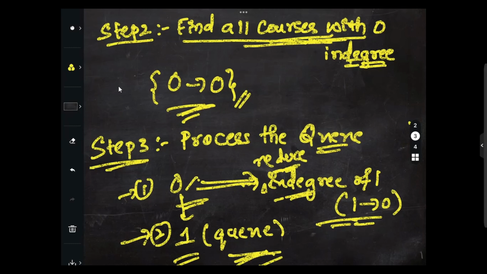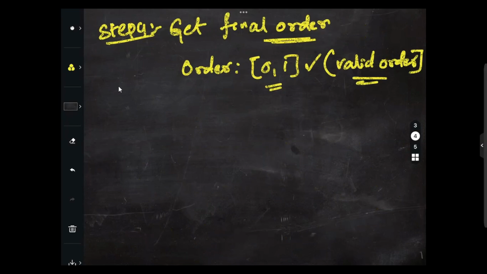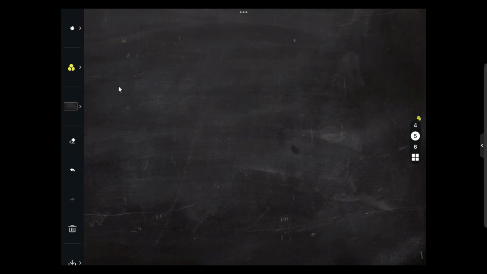So first, in step 3, again I'm telling, we have to consider 0. Accordingly with step 2, we are considering 0 first, and then we are reducing the in degree of 1 to 0. Then we are adding 1 to queue. So the order will be 0, 1, right? I hope this is completely clear. This is the approach that we'll be going with.